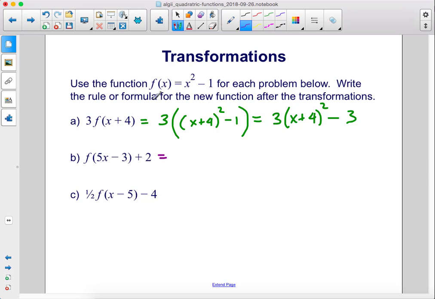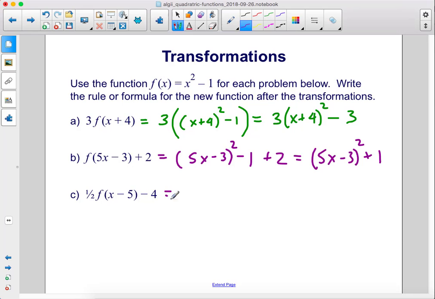So first thing we're going to do is take this function and plug 5x minus 3 into it. So that gives us 5x minus 3 squared minus 1, which is the function, then plus 2. So that gives us 5x minus 3 squared plus 1 when we combine these like terms there.